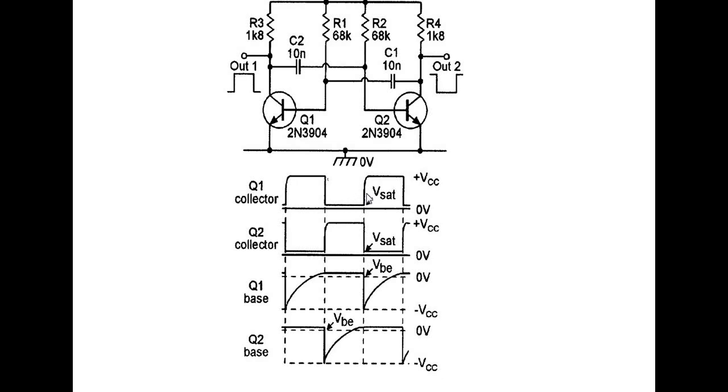So initially you assume Q1 is on. If Q1 is on, the output is low, right. The other transistor is off. If it is off, the output is high.